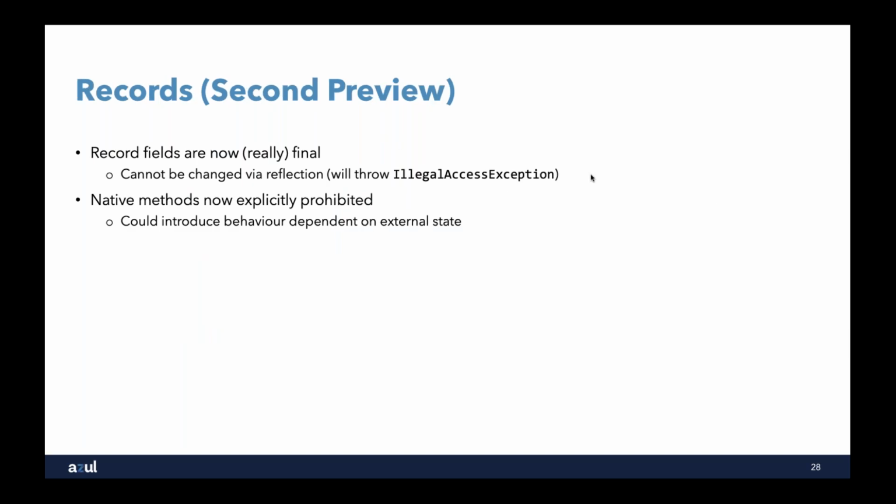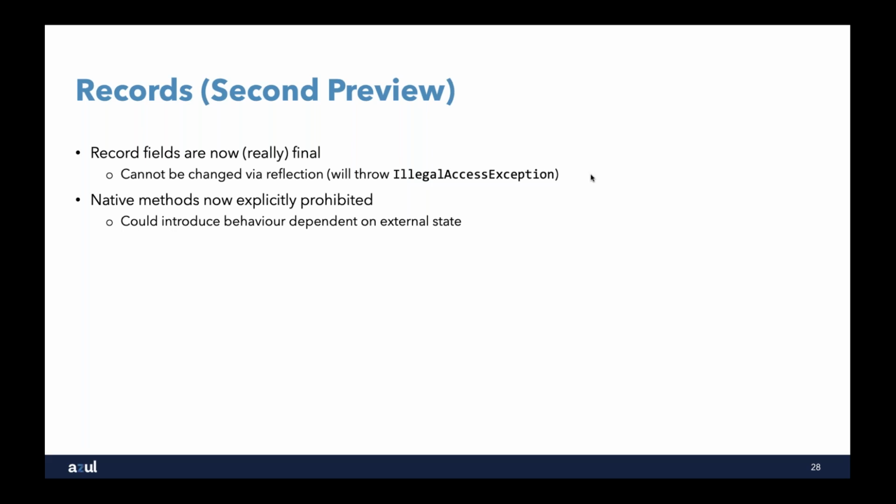Records were given a second preview in JDK 15, and a couple of minor changes here. First was that the fields within a record, the instance variables, are now truly final. Now you might think that because they're marked as final you can't change their value. There's no mutator methods, there's no set method with a record, so you couldn't actually change the value. But the thing is that with reflection in normal Java, you can still change a final variable.